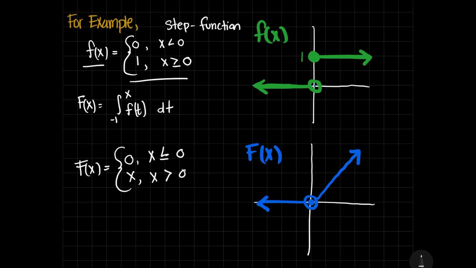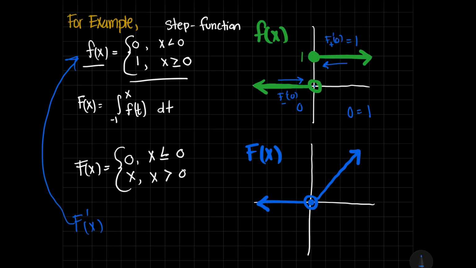Now let's check the derivative back up here. If we're taking the derivative, what happens as we approach 0 from the left side and the right side? These don't agree with each other. These derivatives are different, so this derivative at 0 does not exist. So F is not differentiable everywhere.